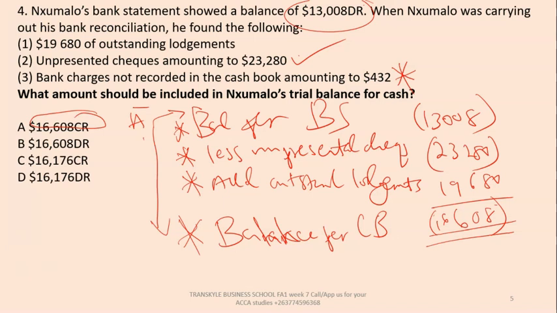The balance per bank statement or balance per cash book, then unpresented checks, then adjustment for bank lodgments outstanding, and then you arrive at the balance per cash book or balance per bank statement. Those four entries, nothing else. I'm sure that is being heard loud and clear.